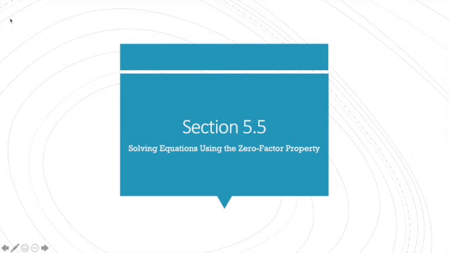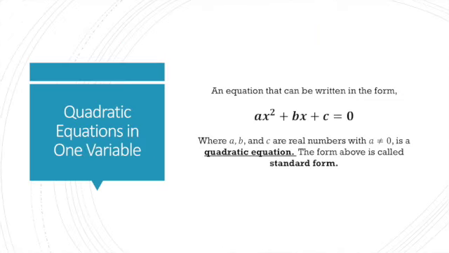Okay, class, today we're going to cover the last section of chapter 5, which is about solving equations using the zero factor property. This whole entire chapter, we've been working on learning how to factor polynomials, and now we're going to understand why. Like, what's our end goal?